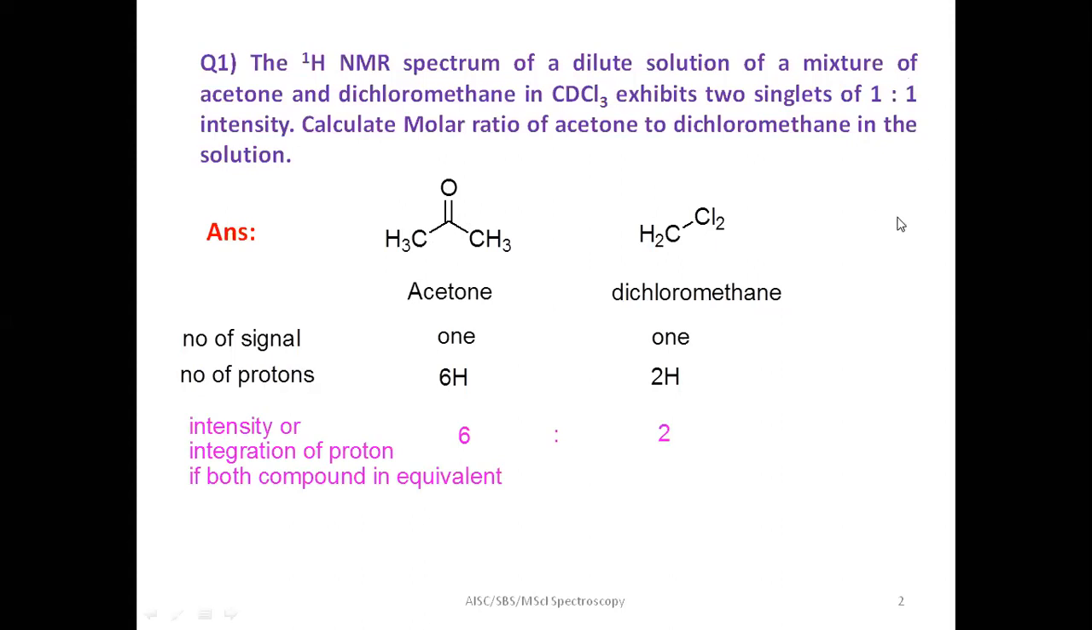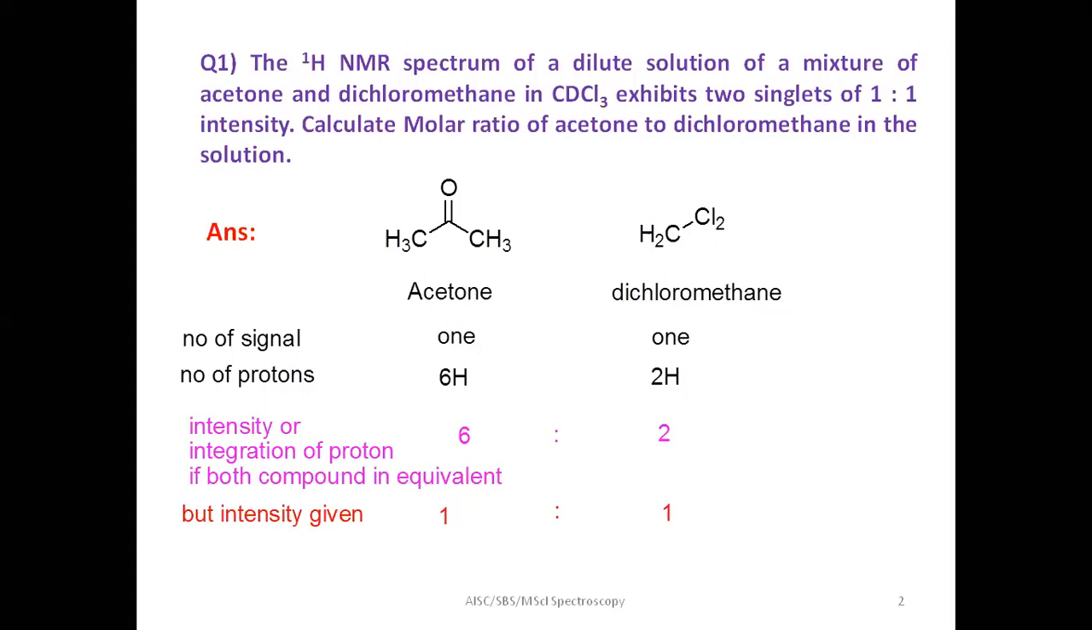But in the given example, intensity is given as 1:1. So first thing, they are not 50-50%, they are not prepared by mixing 50% acetone and 50% dichloromethane. When this intensity becomes equal, the 6 hydrogen from acetone is matching with 6 hydrogen of DCM. So to become 6 hydrogen of DCM, the DCM molecules will be 3 times more than acetone. That is the required condition.